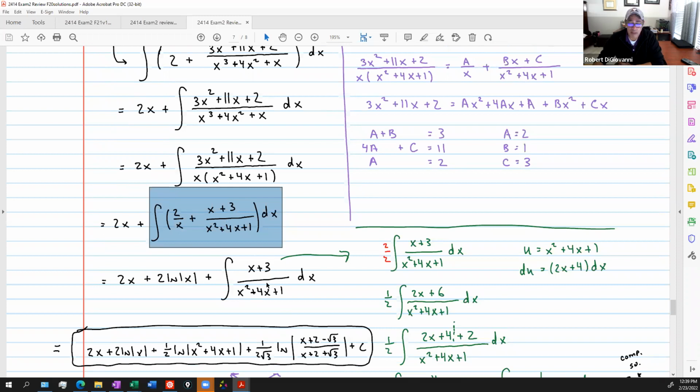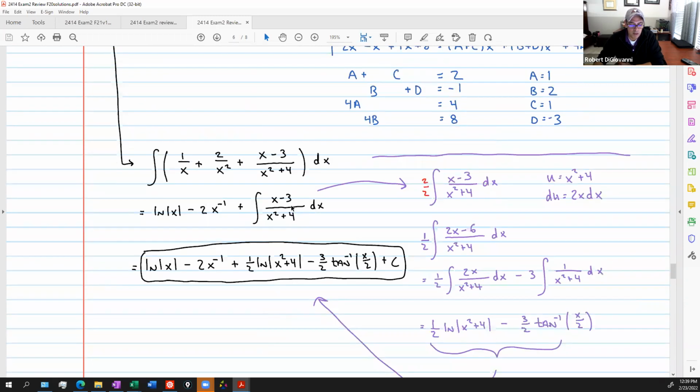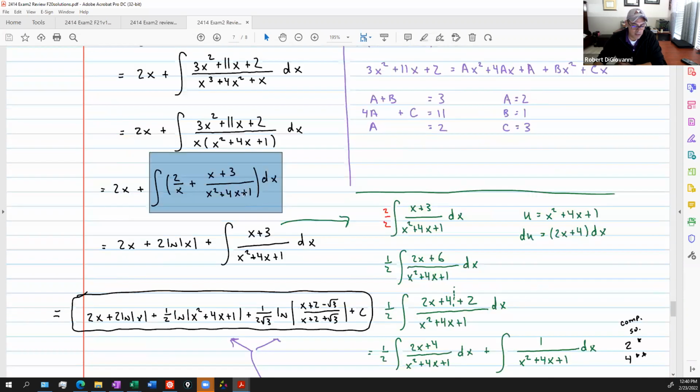This one cannot be done the way I said you could do the other one. The reason you can split that one up and put x over this and 3 over this is because the denominator, if you let that be U, the derivative of that is going to be nice and clean. It's going to be 2x, and so you're off by a constant. This problem, you can't do that because if you let U be the bottom, then the derivative is 2x plus 4, and you don't have that up here.